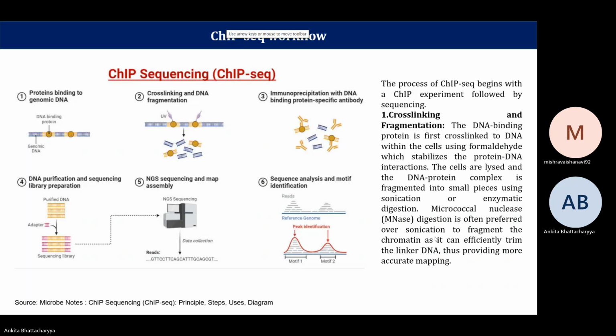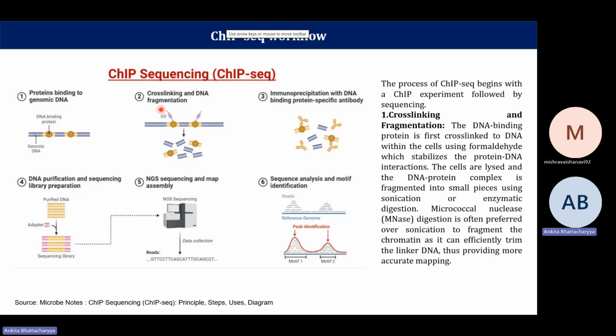Next, you have the ChIP-seq overall workflow. Once again, the first step begins with proteins that are binding to genomic DNA. The second step is cross-linking. Most commonly, like I mentioned previously, it is a chemical cross-linker like formaldehyde, DSS, DSG, etc. And following that, you have DNA shearing.